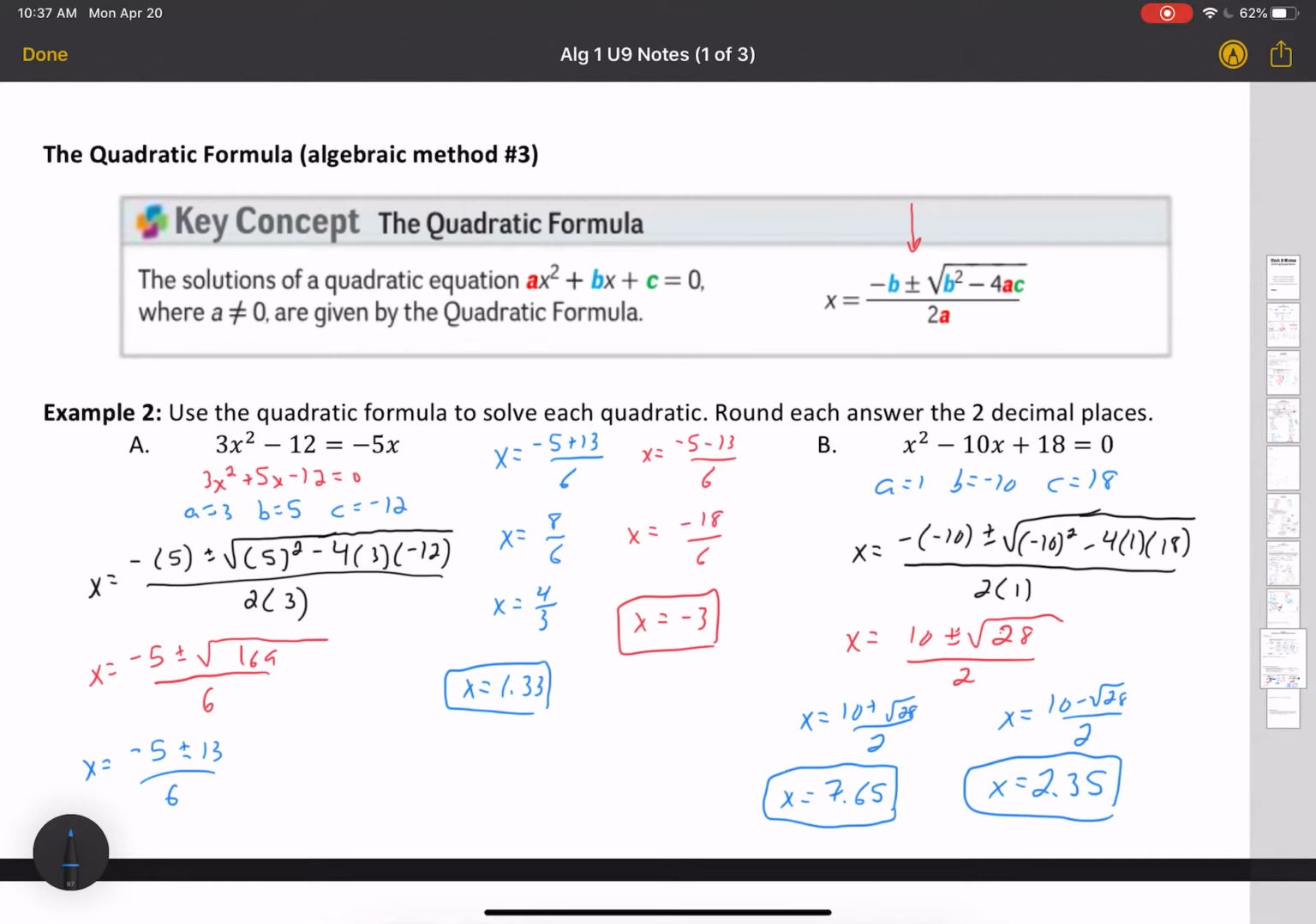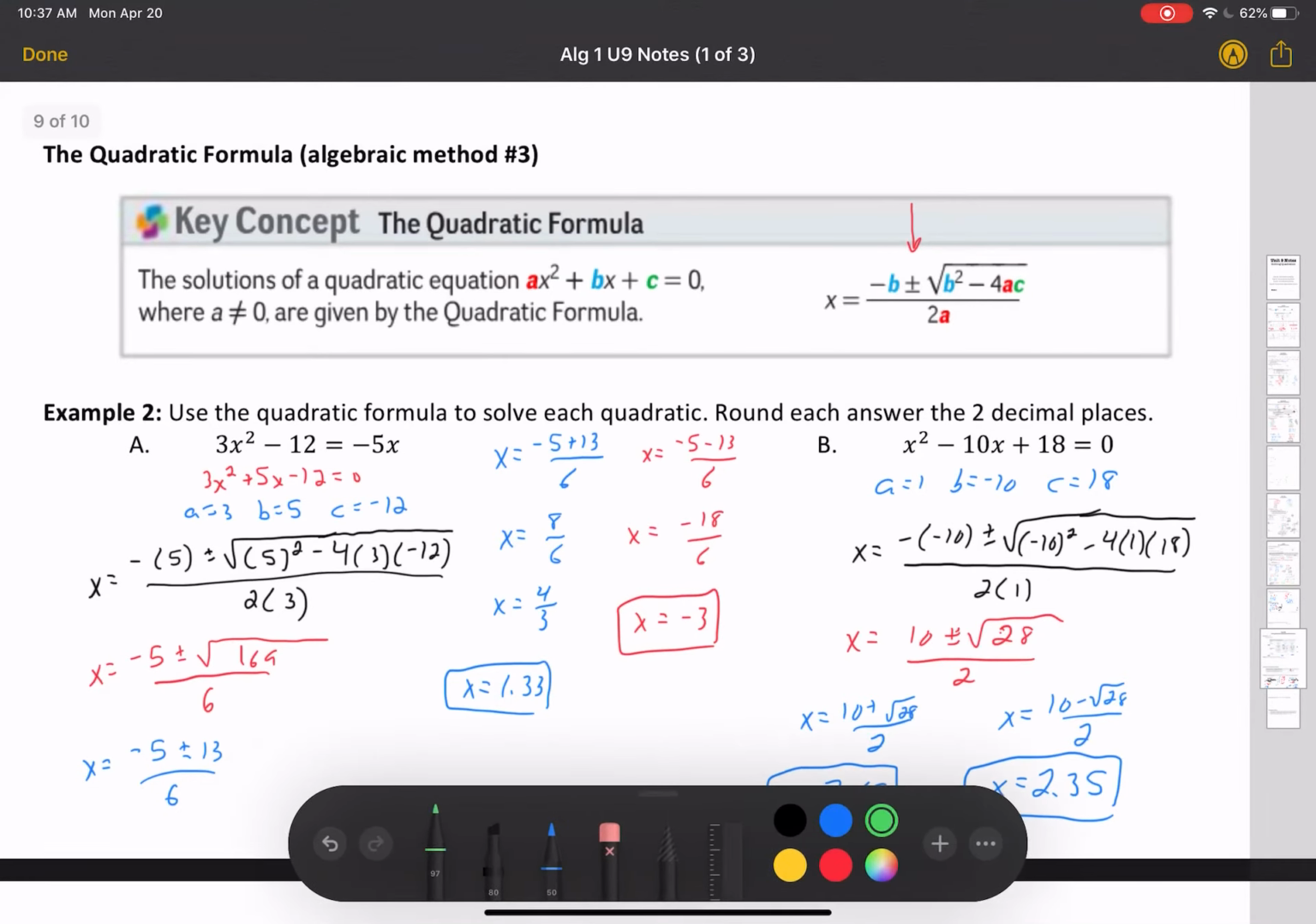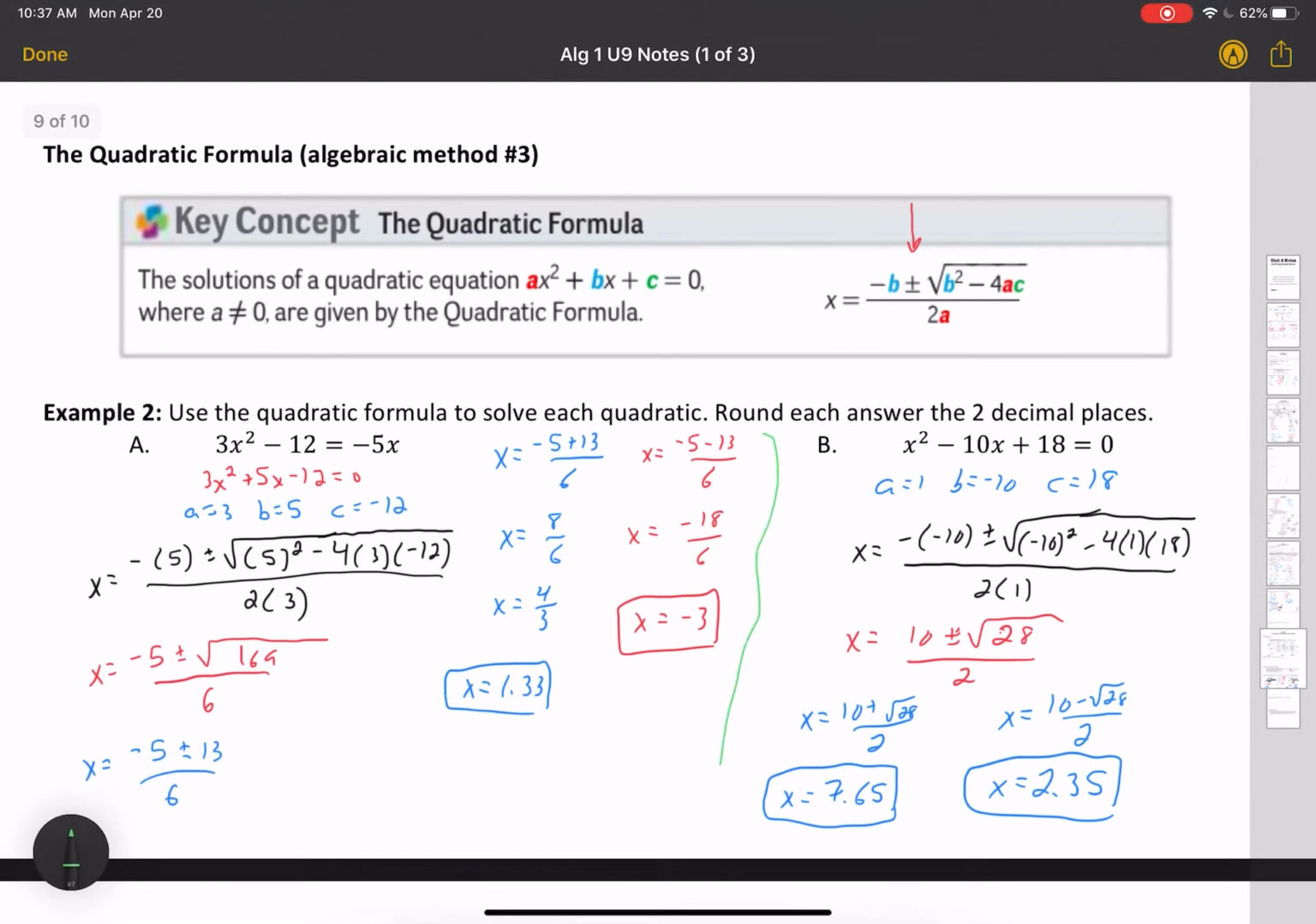So I had to use the quadratic formula, or I would have to graph it and use my graphing calculator in order to figure out what these are. Okay? But quadratic formula is the algebraic method that's going to work for everything. Okay, so you'll notice that both of these problems each had 2 solutions.